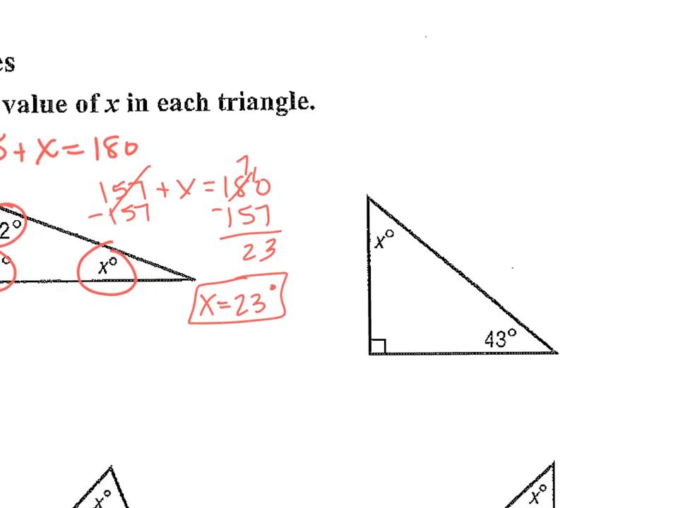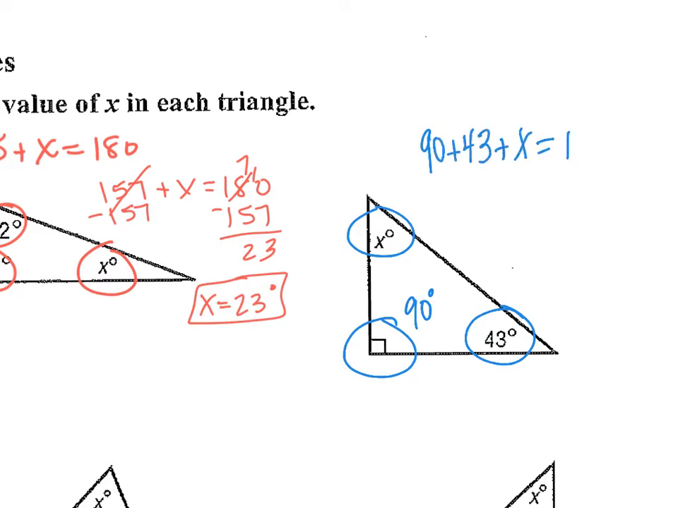Then on the second one, 90, okay, 90, good. So we've got 43, x, and how do we know what that little square is? It's a right angle. It's 90 degrees. So 90 plus 43 plus x equals 180. 47. It's 47.